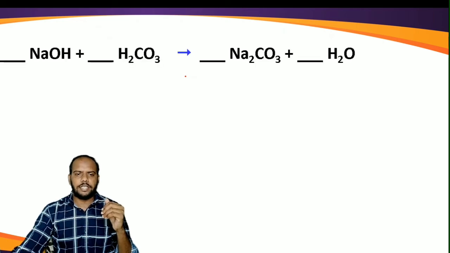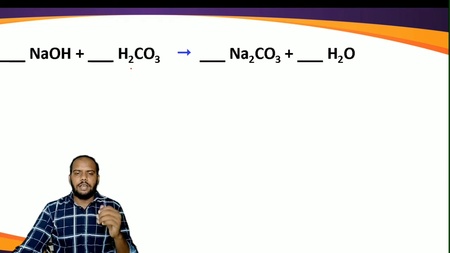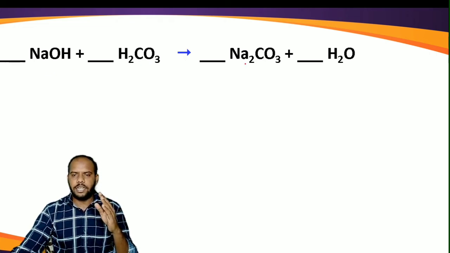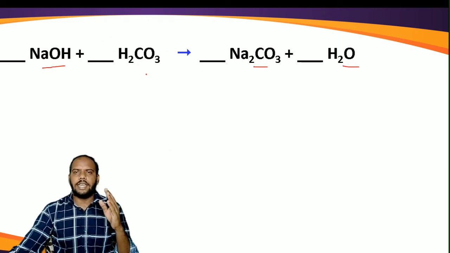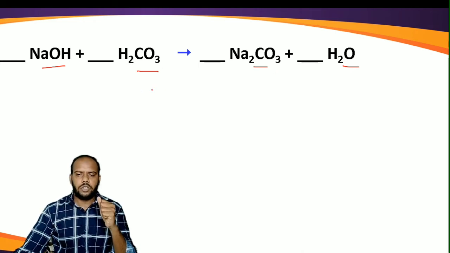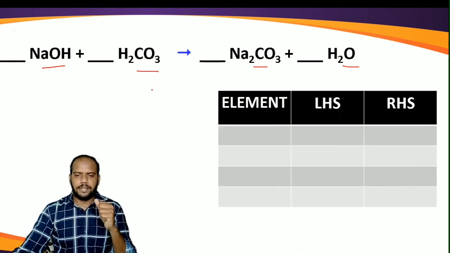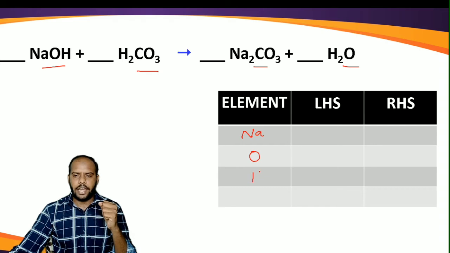What is the next equation saying? Sodium hydroxide reacts with the carbonic acid. We get sodium carbonate and water. So same as before, write the elements. What elements are present here? Sodium, oxygen, hydrogen and carbon.